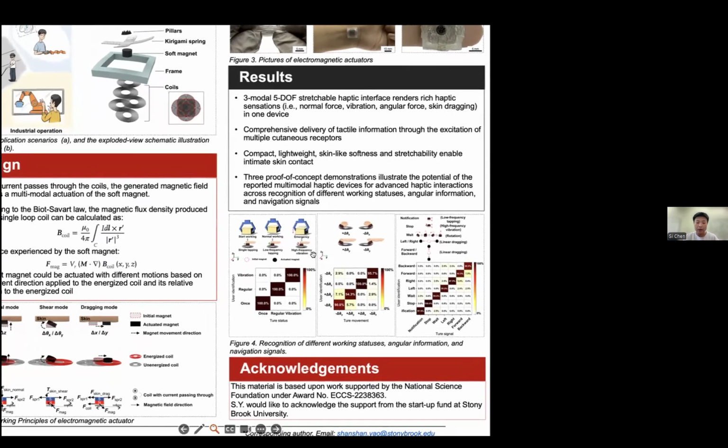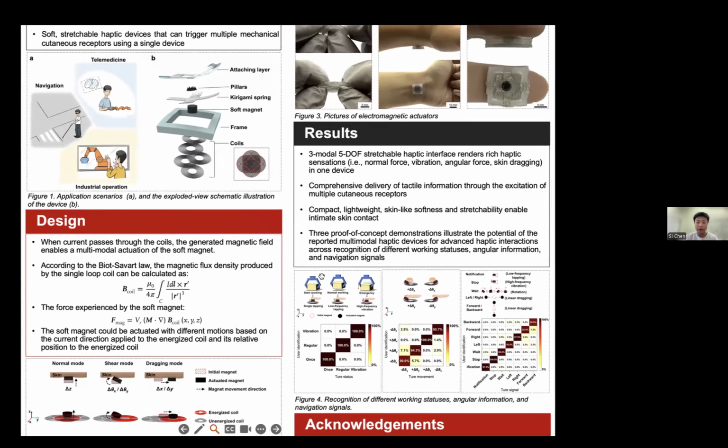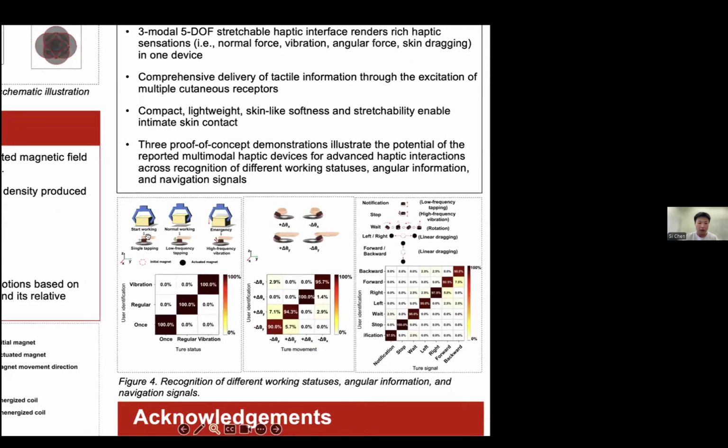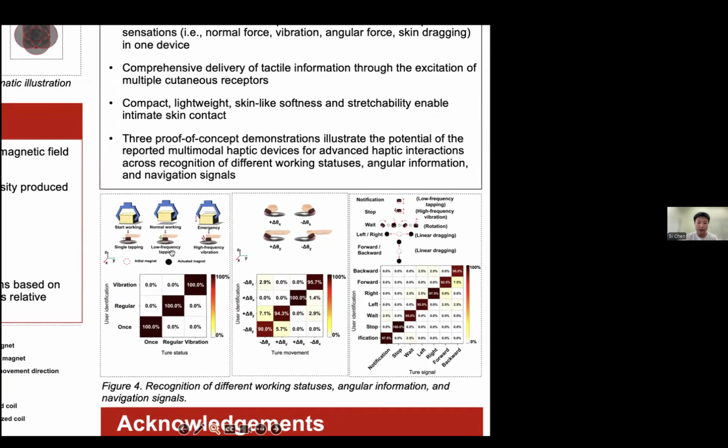That enables comfortable skin contact. At the end, we conducted 3 proof-of-concept demonstrations that illustrate the potential of the reported multimodal haptic device for advanced haptic interactions, including recognition of different working statuses and different angular information, and delivering different navigation signals in these 3 application scenarios. You can see the details here: we have single tapping and low frequency tapping, and high frequency vibration to show the start working status and the normal status, and if some emergency happens, we can use very high frequency vibrations.